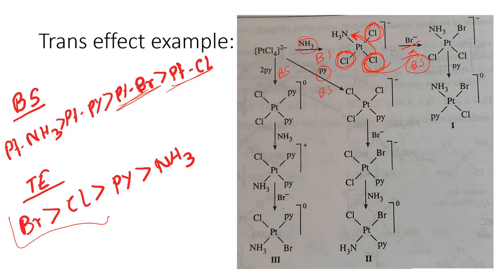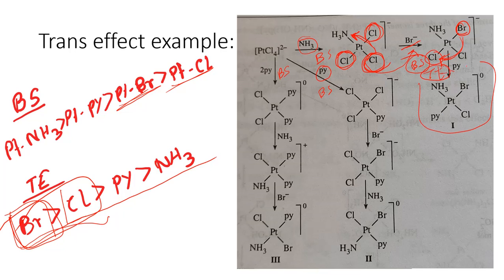Now we are going to add the pyridine. First of all we have to think about the trans effect. The trans effect order is bromine greater than chlorine greater than pyridine greater than ammonia. Now bromine is there, so this bromine has a greater trans effect than chlorine. So now this bromine can direct replacement of this chlorine, and through this trans effect we can replace this chlorine with pyridine, and we are getting this, right?